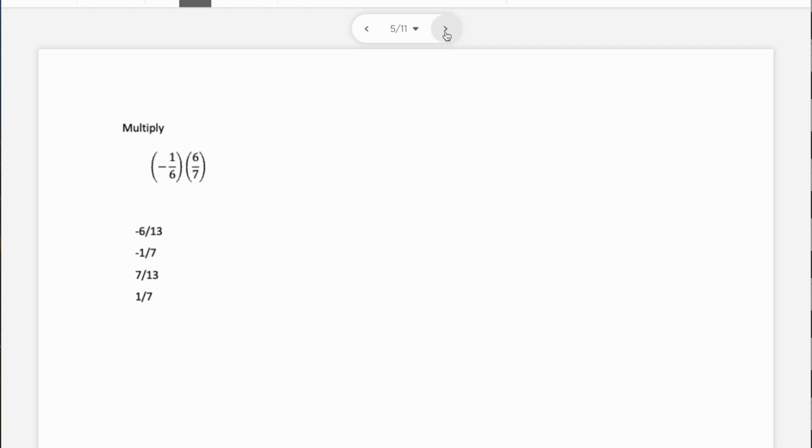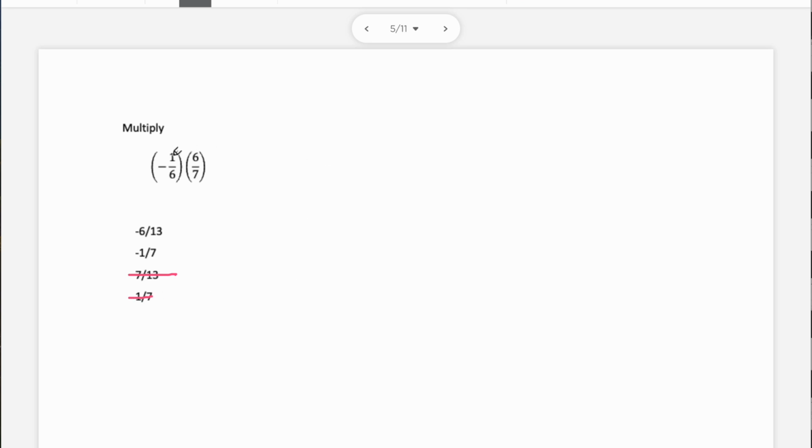All right, moving on. The next question is just a multiplication problem with fractions. We have negative 1 over 6 times 6 over 7. And again, we have a negative times a positive, which we know is a negative. So we can go ahead and cross out these positive answers. We know that can't be the right answer.